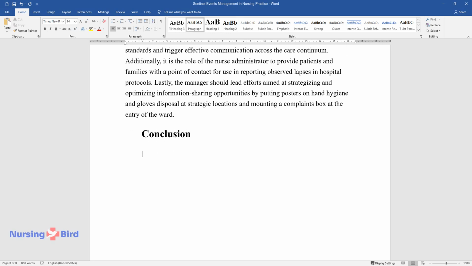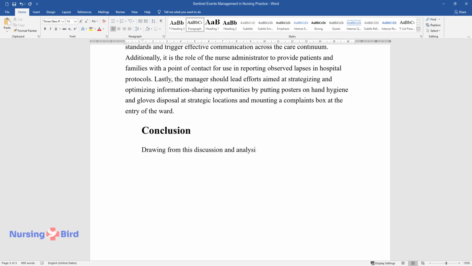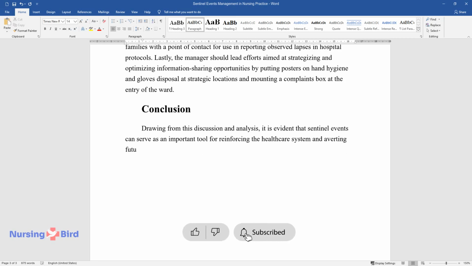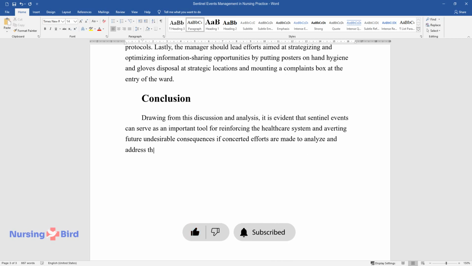Conclusion. Drawing from this discussion and analysis, it is evident that sentinel events can serve as an important tool for reinforcing the healthcare system and averting future undesirable consequences if concerted efforts are made to analyze and address their root causes.